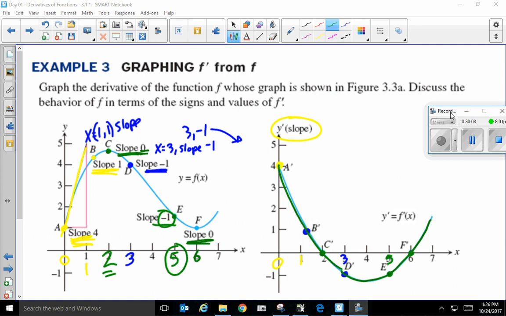This is the graph of the derivative, and the derivative is also known as the slope. I just graphed what the slope of this is at every point. Crazy. The derivative really just replaces the y value. The derivative replaces the y value.